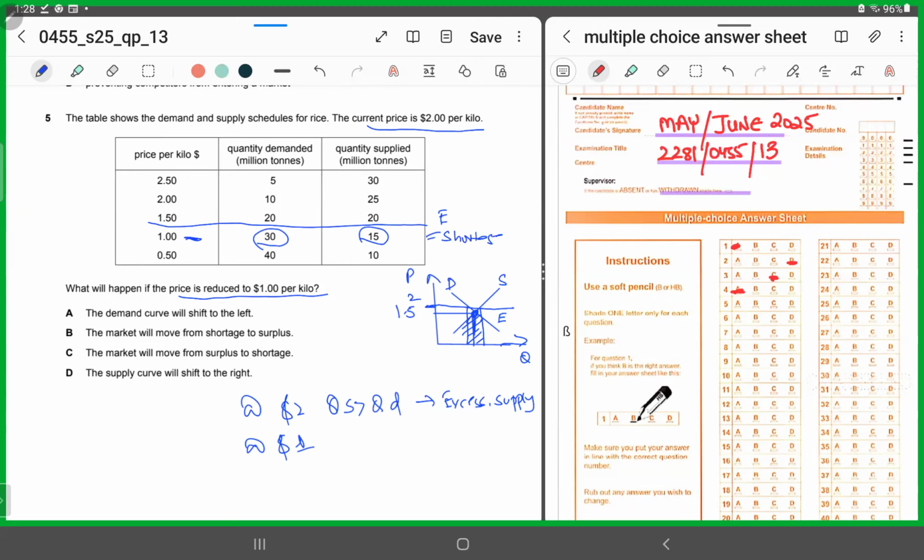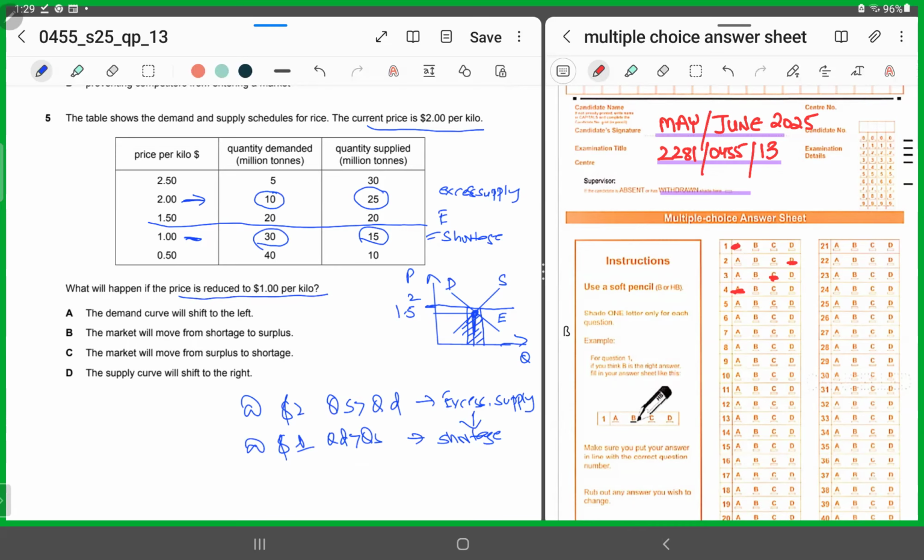And at 2, what was happening? The quantity demanded was 10, the quantity supplied was 25. So there was an excess supply of 15. So now there would be a shortage. Why? Because the quantity demanded is greater than quantity supplied. So from excess supply or a surplus, we are moving towards a shortage, right?